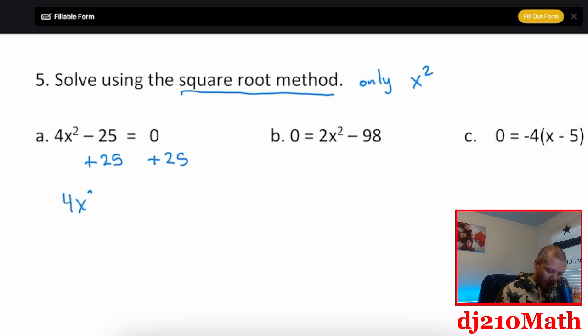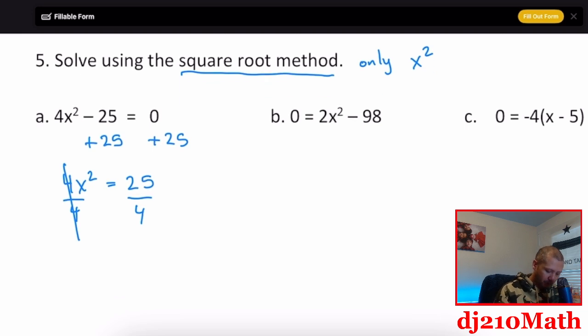So this is 4x squared equals 25. Divide both sides by 4 because we're trying to isolate x squared. 25 is not divisible by 4. So x squared is equal to just 25 over 4.